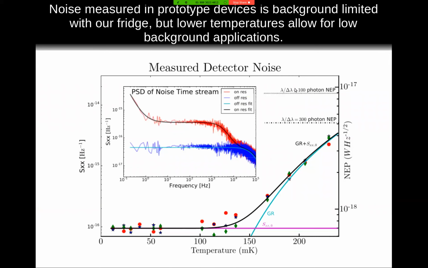For a R of 100, so this is total frequency divided by the fractional frequency of a channel of 100. This is where we'd expect the noise level to be. And our instrument is better than that for any temperature we're likely to look at.